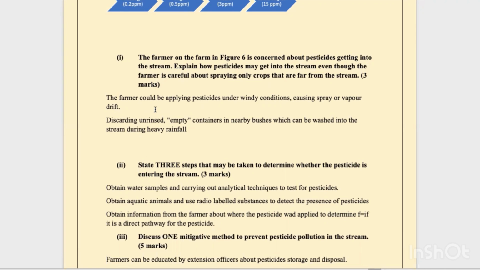They could obtain water samples and carry out analytical techniques like titration to test for pesticides. They could also obtain aquatic specimens like shrimps, right? And or fishes, and they use radiolabeled substances to detect the presence of pesticides. Extension officers could play a part here. They could obtain information from the farmer about where the pesticide was applied to determine if it was a direct pathway for the pesticide to enter into the stream.